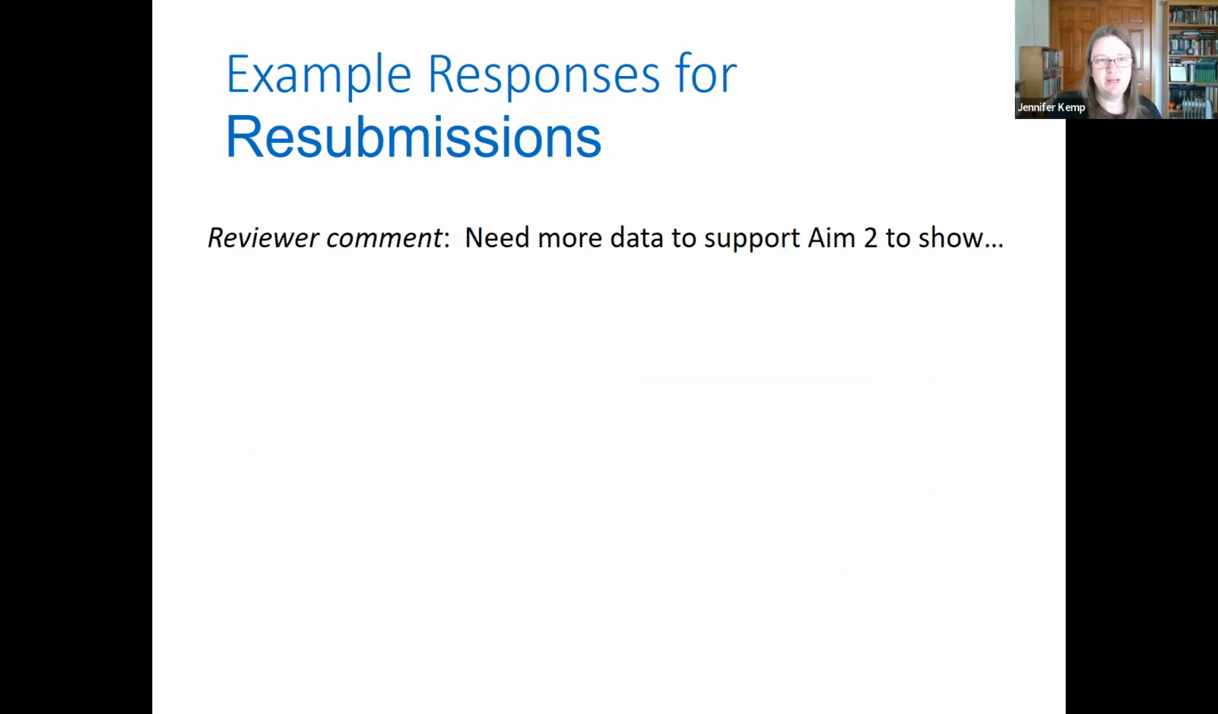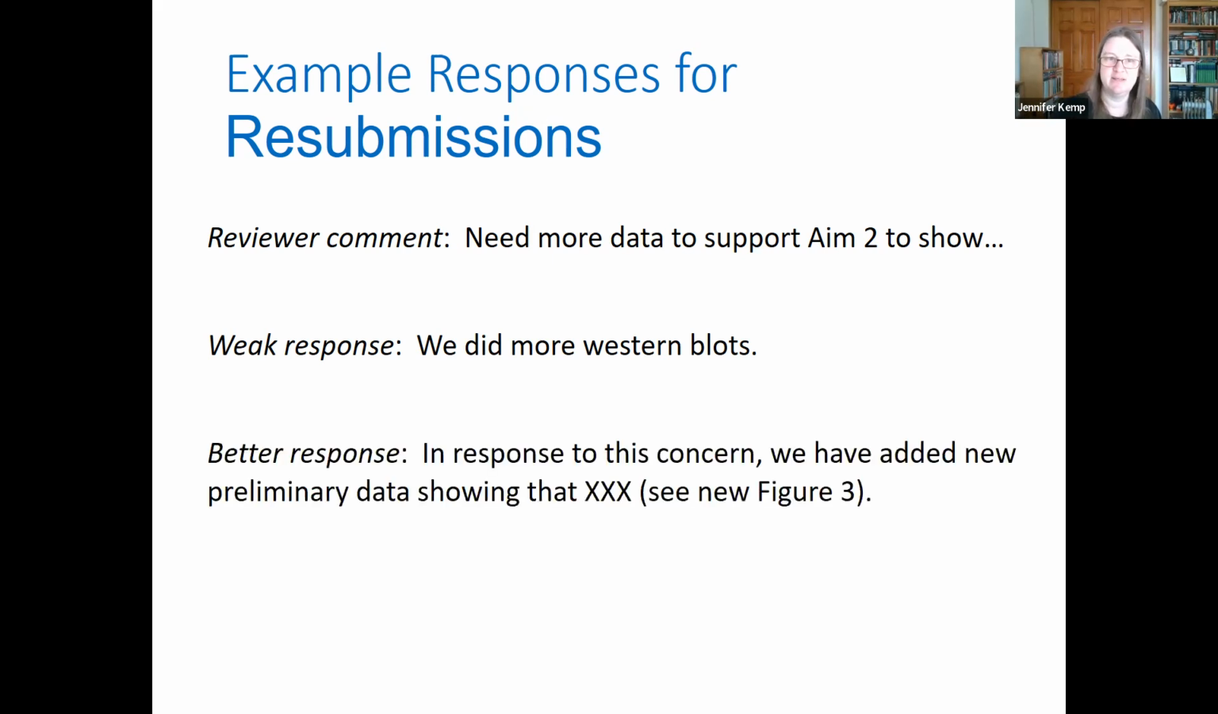Okay, here's another one. The reviewer comment is that you need more data to support AIM2 to show the blah, blah, blah, whatever you're complaining about. And I've seen people come back and say, okay, we did more Western blots to address this, et cetera. I think that's kind of a weak way to address something like this. A better response would be to say, in response to this concern, we've taken action, we've added new preliminary data showing whatever it shows, and then you refer them to the figure.